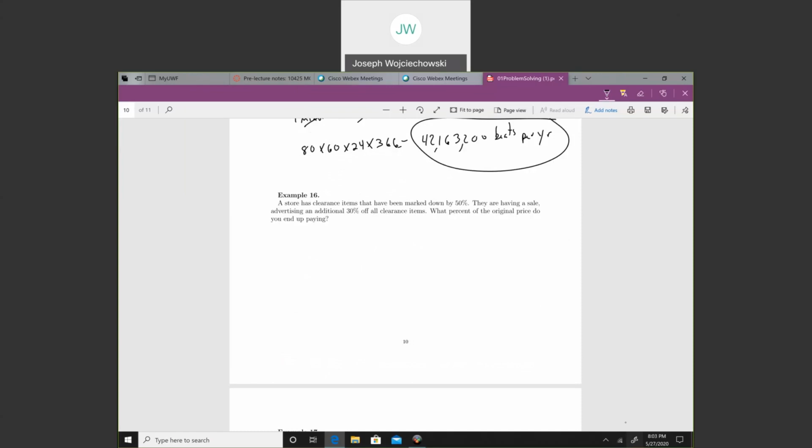The store has clearance items that have been marked down by 50%. They're having a sale advertising an additional 30% off all clearance items. What percent of the original price do you end up paying? This is another one where I would pick a value and just say let the original price be $100. It's marked down 50%. Well, 50% is 0.50. So 50% of 100 is 50. Now I subtract that $50 and my sale price is $50.